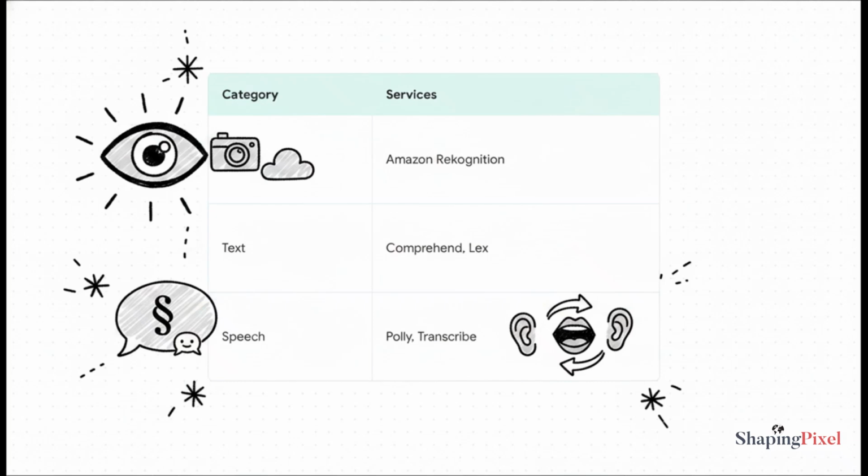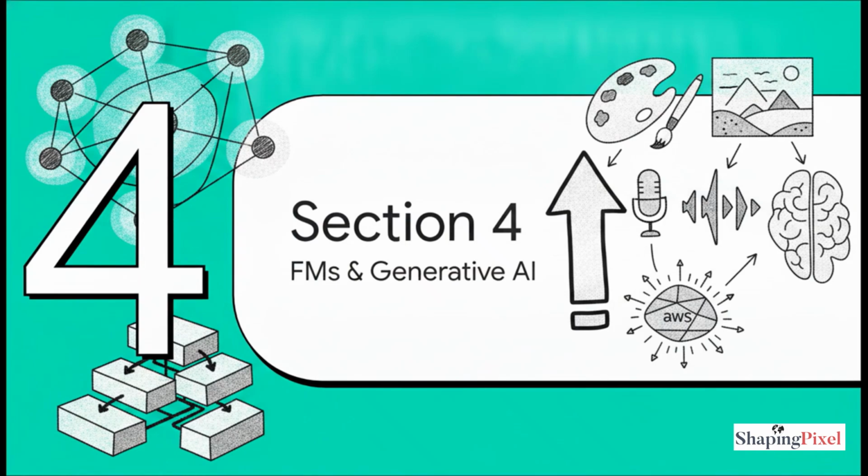Amazon Polly converts text into natural-sounding speech, and Amazon Transcribe flips it, transforming spoken language into written text. The trick here is just linking the service name directly to its primary sensory function. Section 4, Foundation Models and Generative AI.